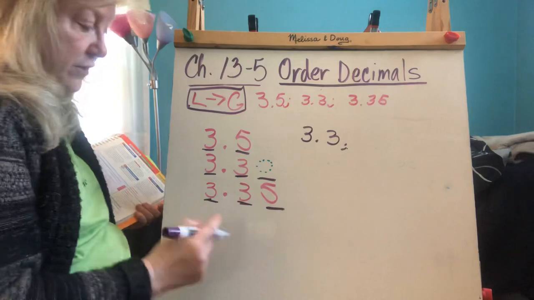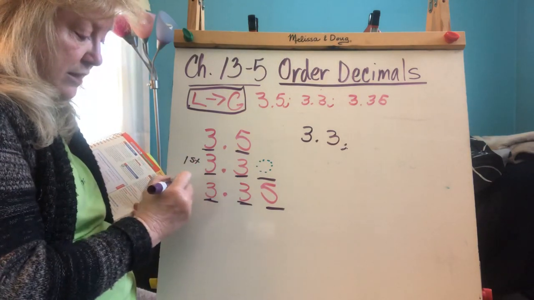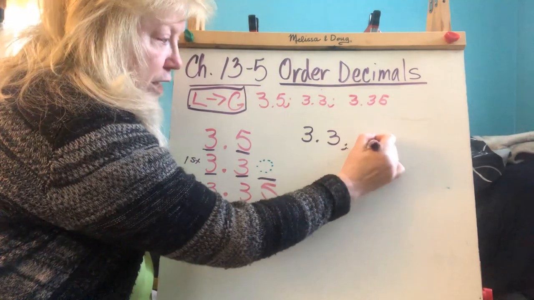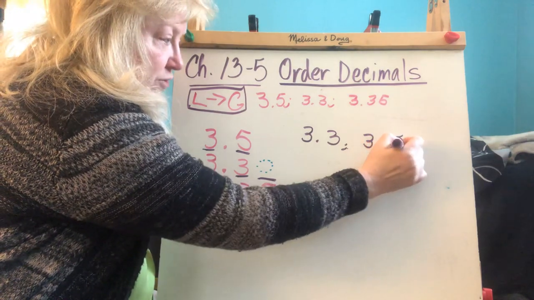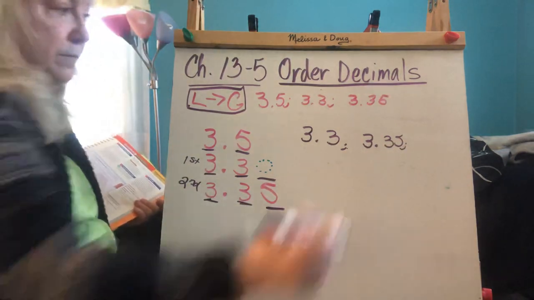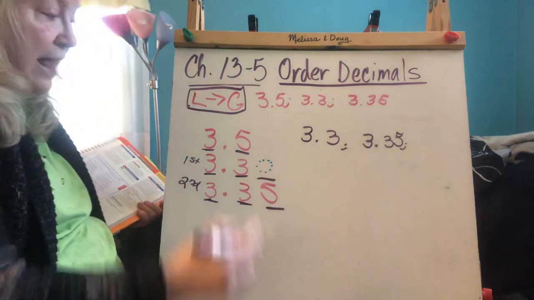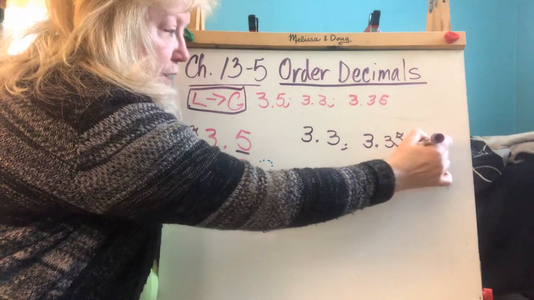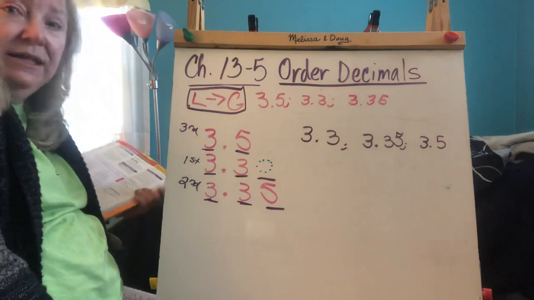Then I'm going to leave myself a little space and I'm going to put the next one. So we know that this one goes first and this one goes second. So then I put 3 35/100 next with a semicolon. And now I only have one more left. This is my third one. 3 and 5 tenths. And now that is in the correct order.